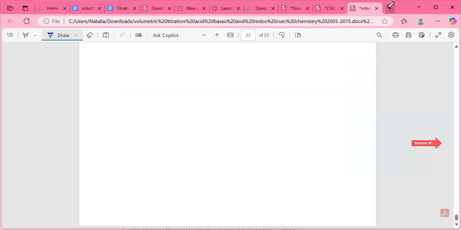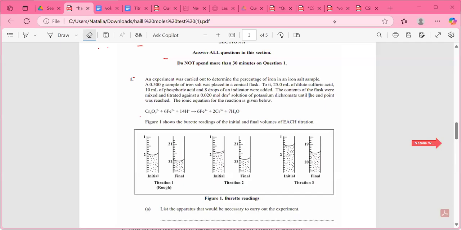All right, so we're going to find another one to do. The titration question we're going to do now is a redox titration. So we're going to use this to calculate the percentage of iron in a salt sample. An experiment was carried out to determine the percentage of iron in a salt sample. 0.50 grams of the iron salt sample was placed in a conical flask. So of this, we want to determine how much of it is the actual iron.